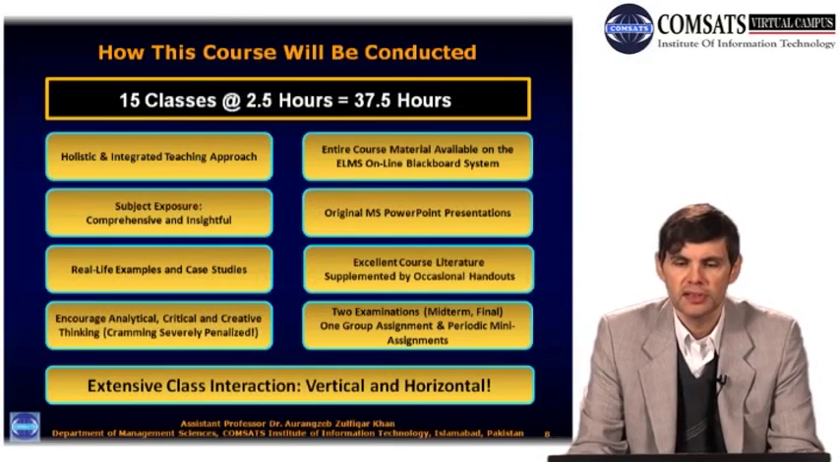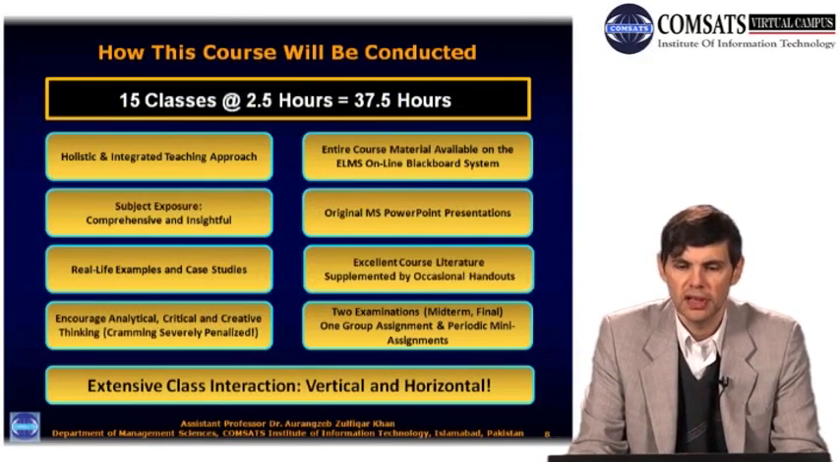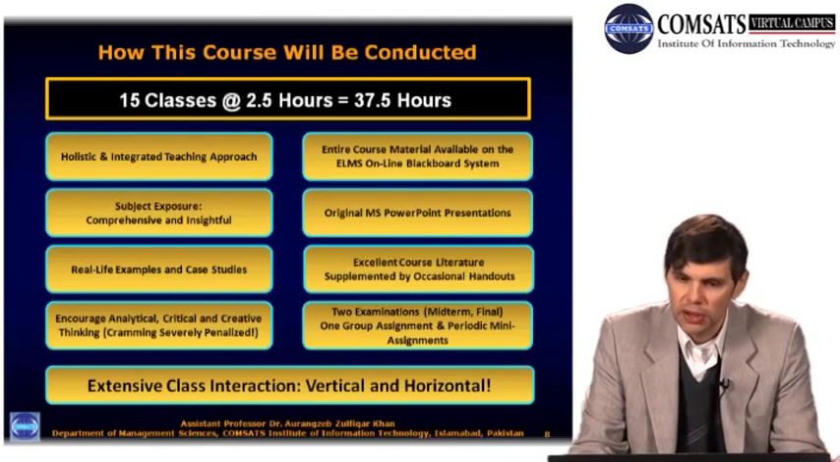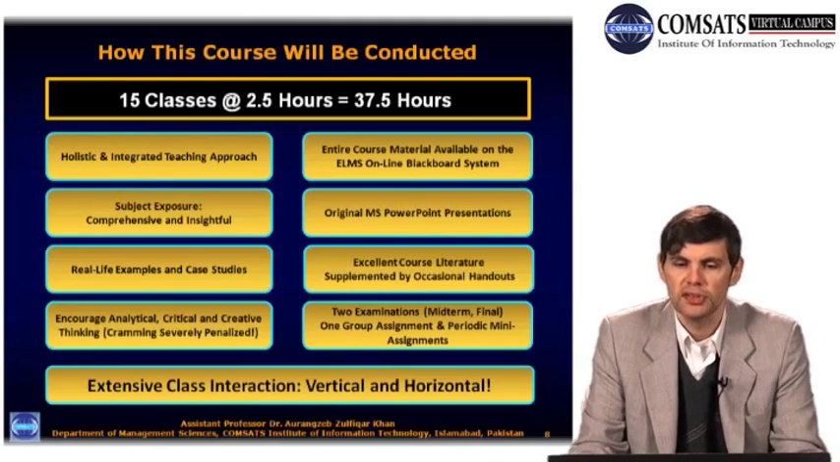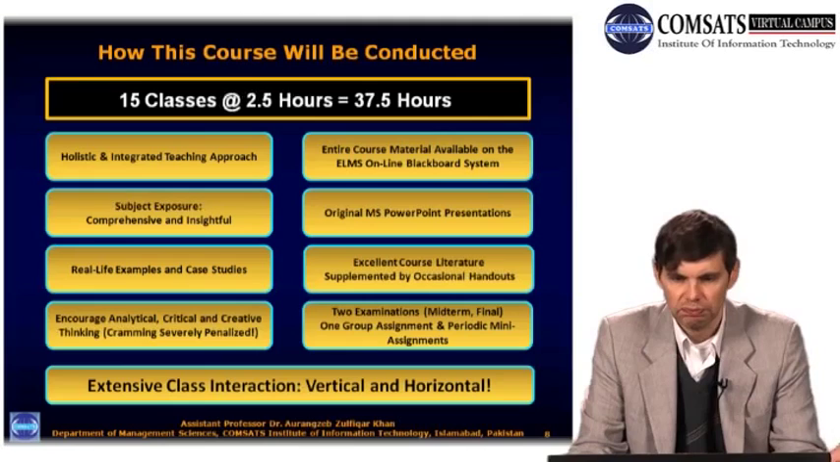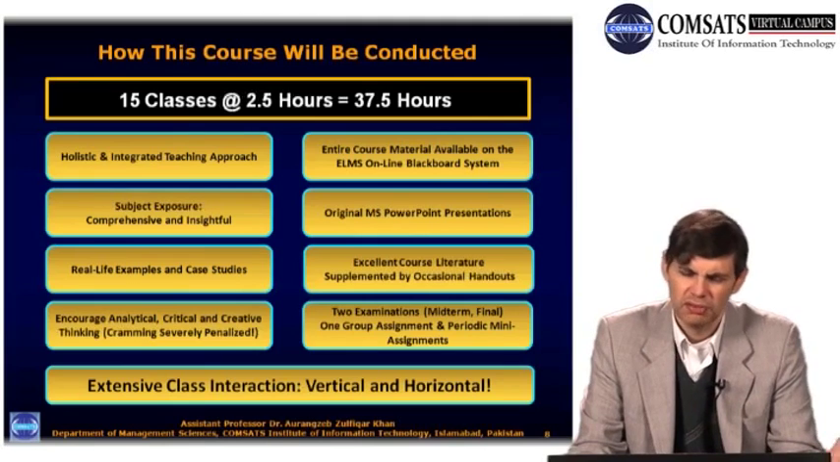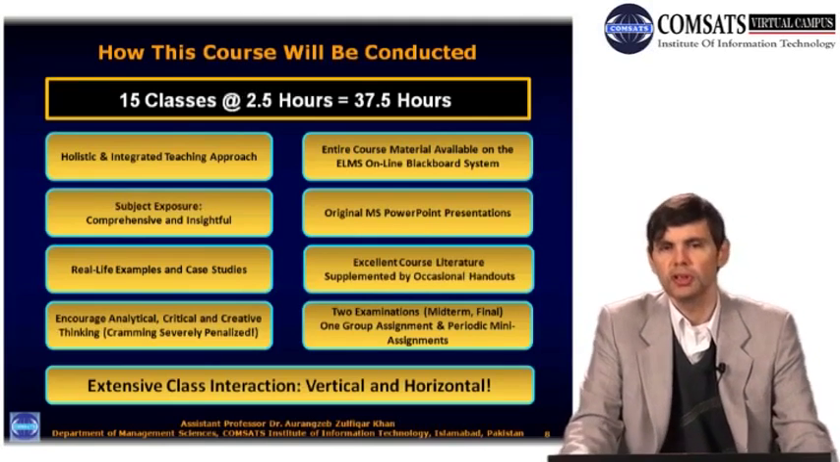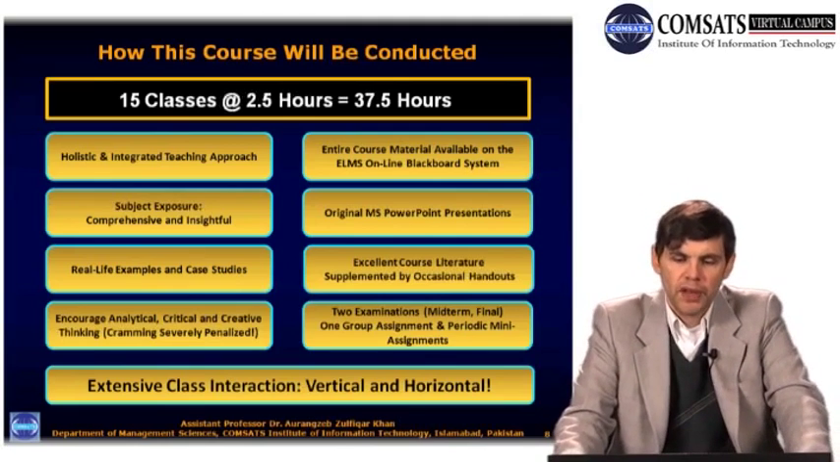How am I conducting this course? Well, my aim is to conduct at least 15 classes. When I do it on campus, each class is usually about 2.5 hours, a 3 credit hour course, and the total is about 37 to 40 hours of total teaching time.